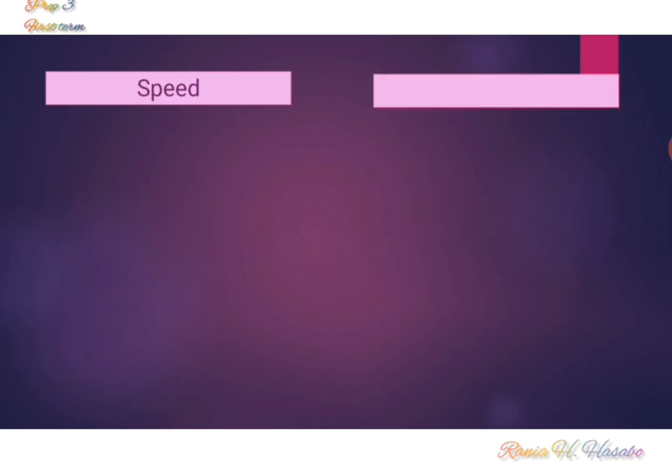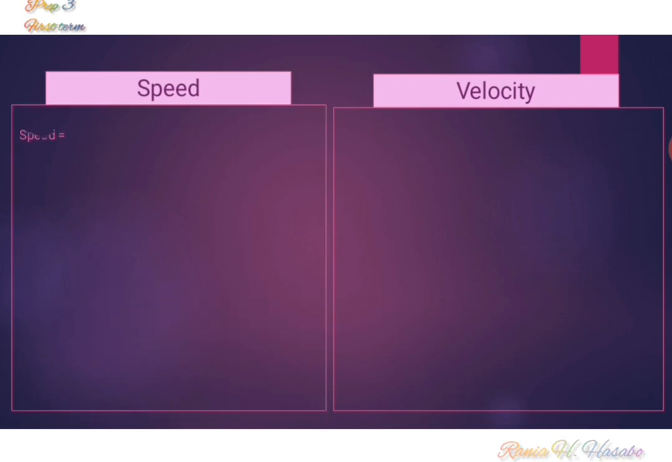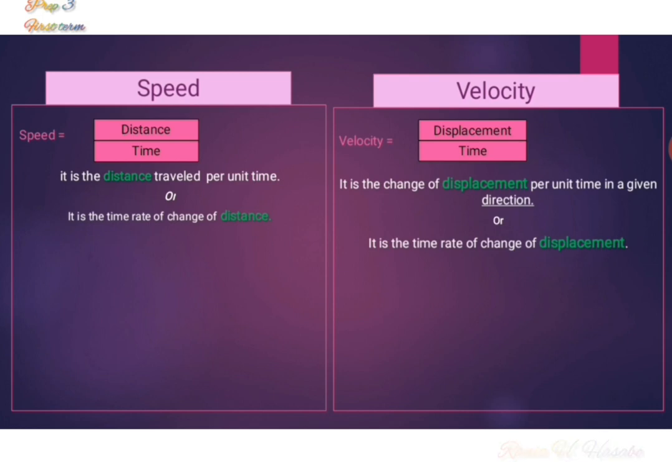Comparison between speed and velocity, or average speed and average velocity, to understand the difference between them. Firstly, from the previous, you know that speed is equal distance over time, while velocity is equal displacement over time. From the rule, we find that speed means it is the distance traveled per unit time or the rate of change of distance, while velocity means it is the change of displacement per unit time in a given direction.